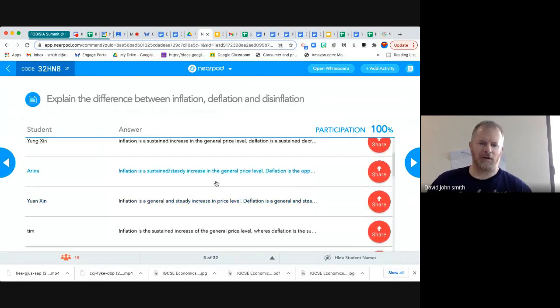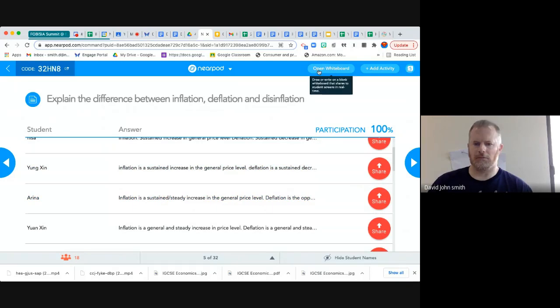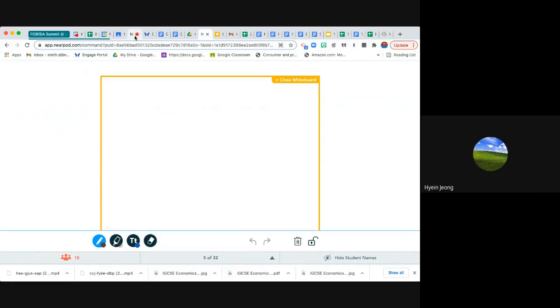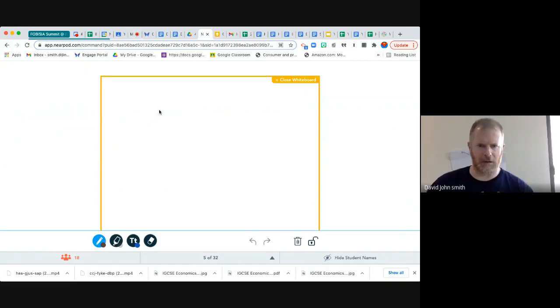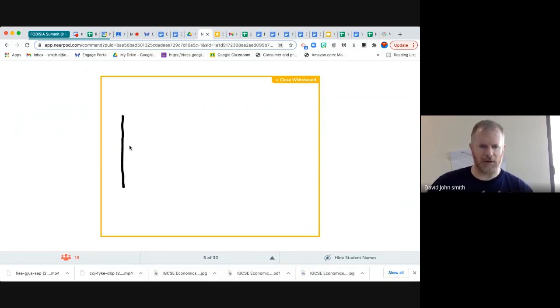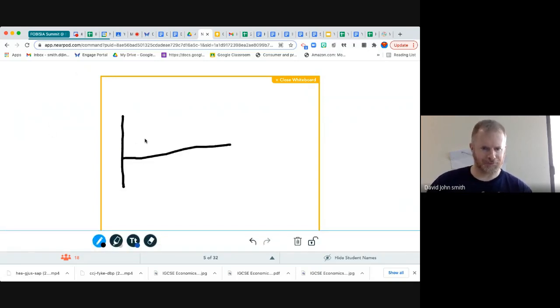So what if I open a whiteboard? Cheers, 2 student screens. All right. Can you see the whiteboard? Yes. All right, fantastic. Okay, so if I do a drawing here very quickly, apologies for my drawing. Yeah. All right. Okay, I'm going to edit that.